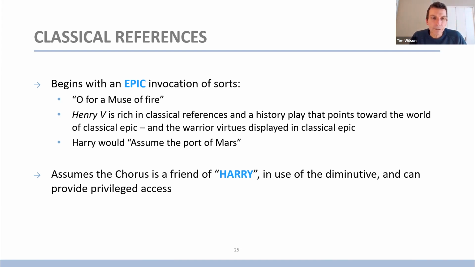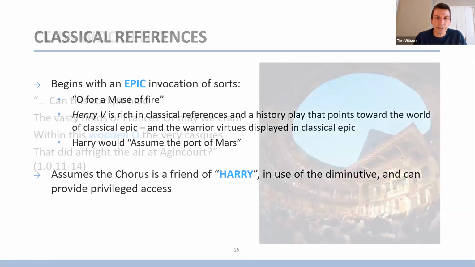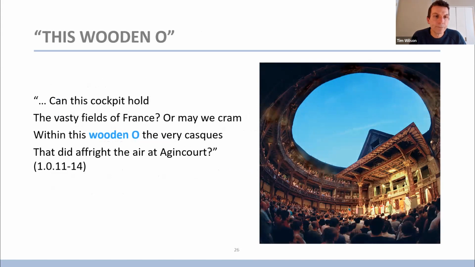And the point of departure is that the chorus is a friend of Harry. He uses the diminutive Harry as opposed to the more formal Henry. So maybe the chorus is going to give us a privileged mode of access to Henry, since the chorus is able to call him Harry, so to speak.